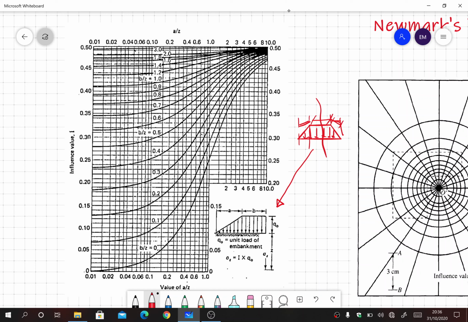The trapezoidal section has a length of A, and the horizontal loading has a length of B. Q naught is the maximum value of the load applied at the center of the embankment. Z is the depth of interest, and sigma z is the stress at the point of interest. The formula is I into q naught. On the x axis we have A over Z, and the lines are B over Z. We look for the values where they intersect, and they tell us the I value on the y axis on the left side.